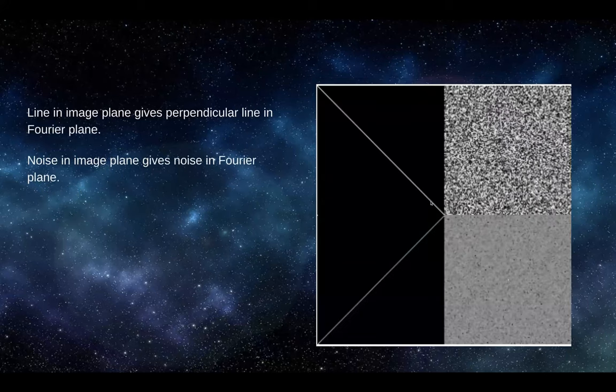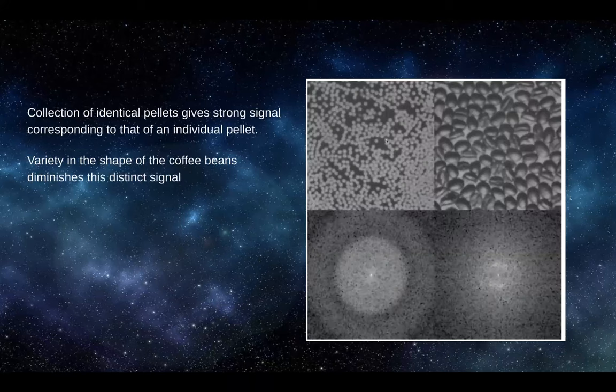And once again, this is another one. A line in the image plane gives noise in the Fourier space. Yes, sorry, that's exactly what I said. I got myself a little bit confused there. And here we go, these are more circular sorts of things. So hopefully you're getting an intuition for this. You can look up the details of this a bit more later.